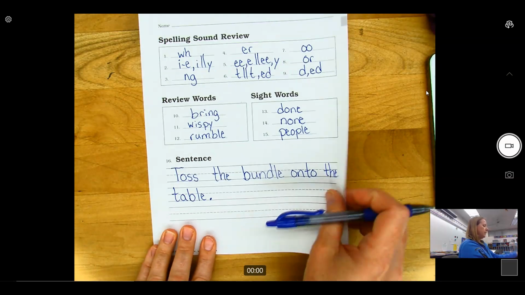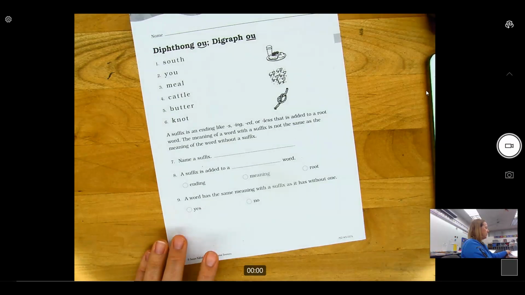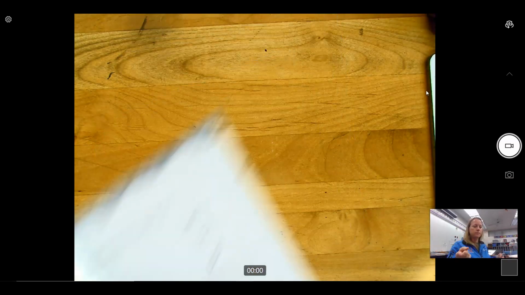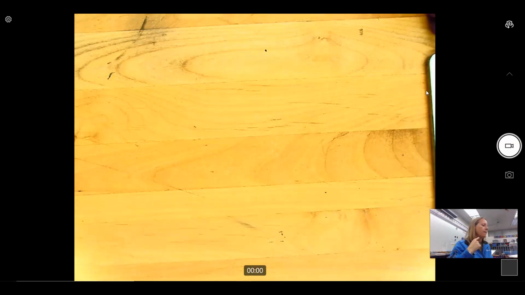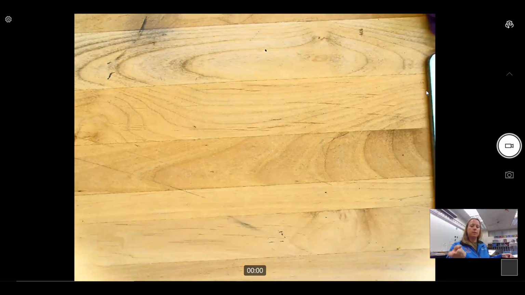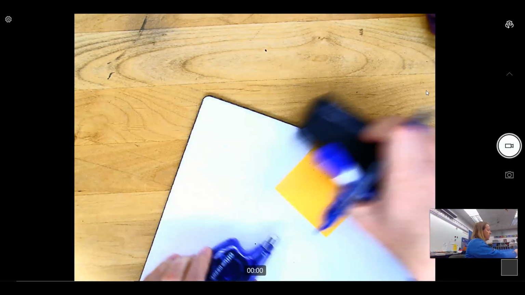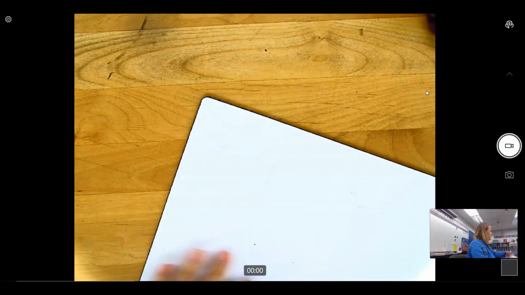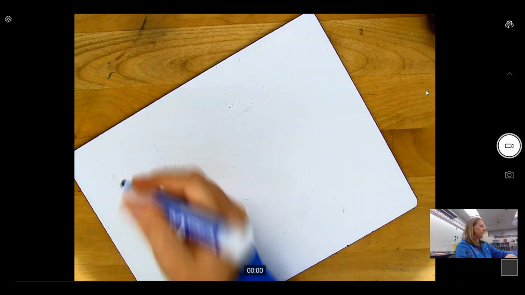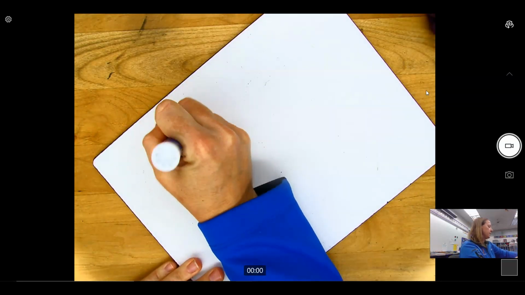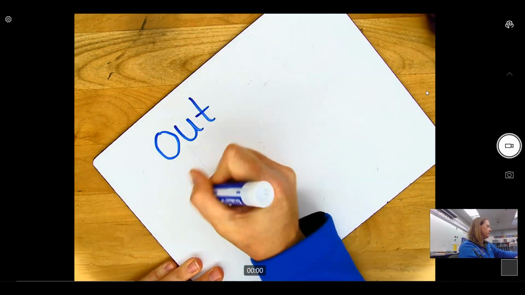Echo these words and listen for the sound they all have in common. Out, foul, pout. What sound do they all have in common? The owl sound, and what two letters are making that owl sound?